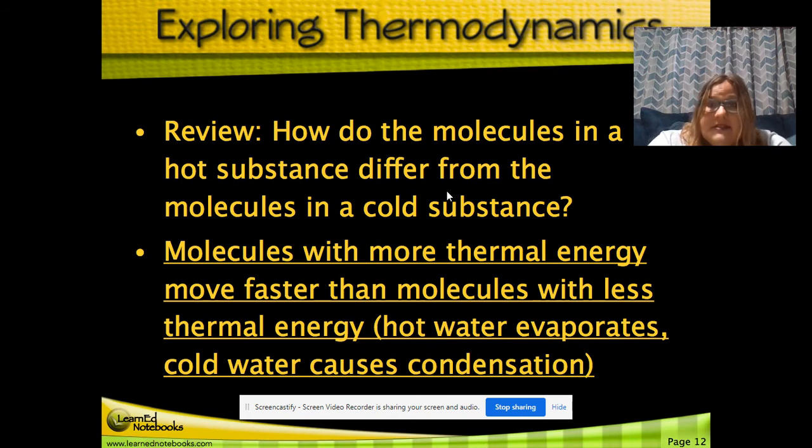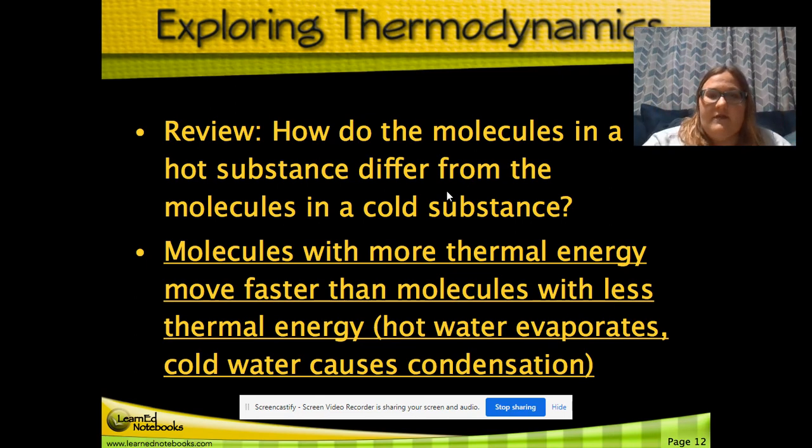Hot water evaporates, cold water condenses. Cold water makes the little droplets form on the outside of your cup because it's condensing, it's coming back to water. So with more energy, they're moving until they can expand and keep going outside or evaporate. With less energy, they're condensing until they form the water droplets.